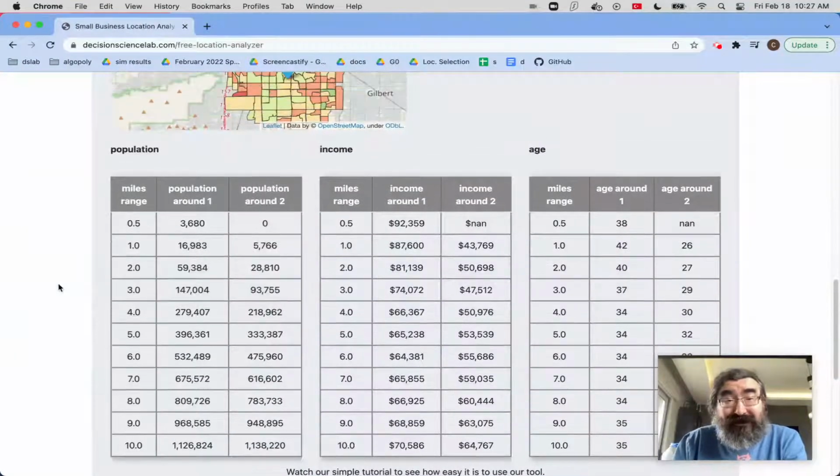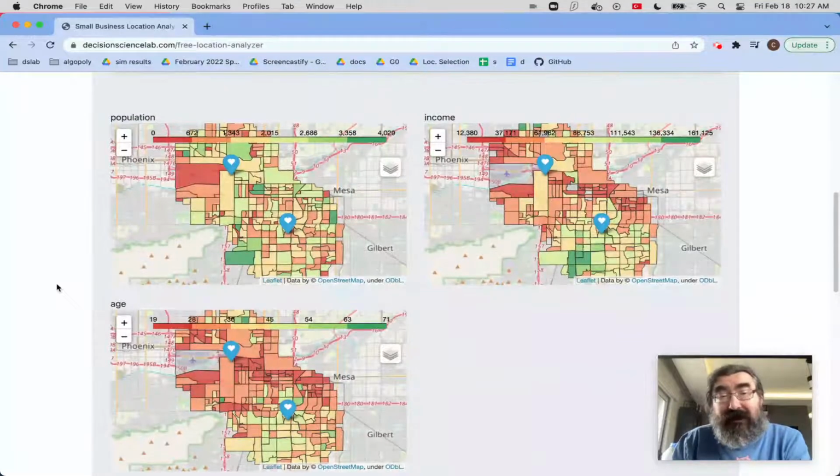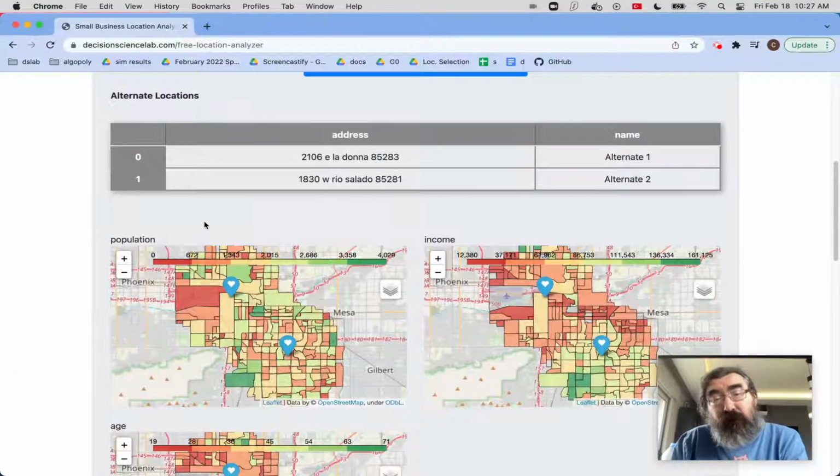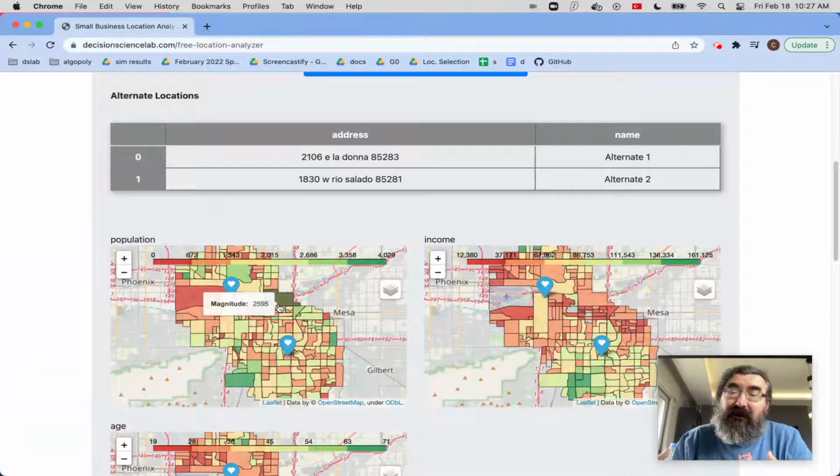So let's walk through what these maps and tabular results mean, right? Let's focus on population. What we have here is we have marked our two candidate locations with these markers, and what we have done is generate what we call a heat map around those areas, right? So each box here is a collection of people living there. The census bureau calls them census block groups. That's how they divide the whole country into smaller areas where they measure the population, right?